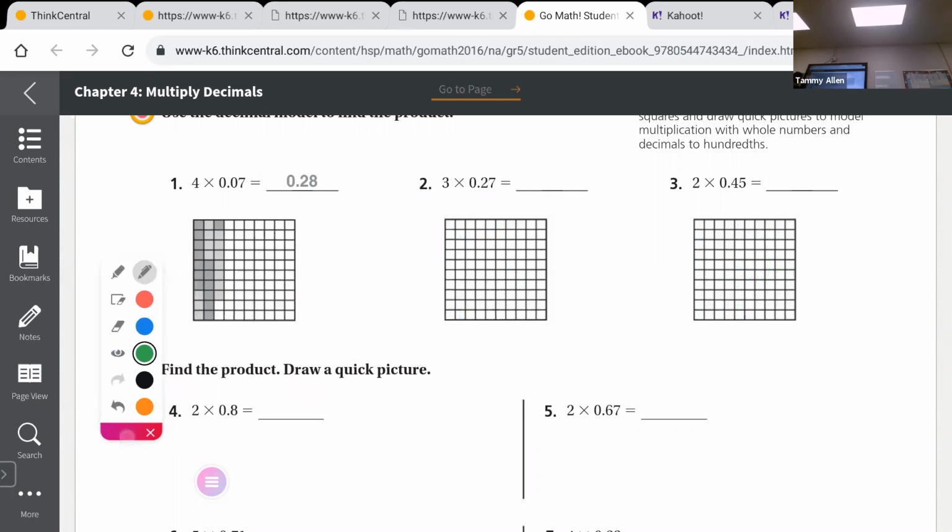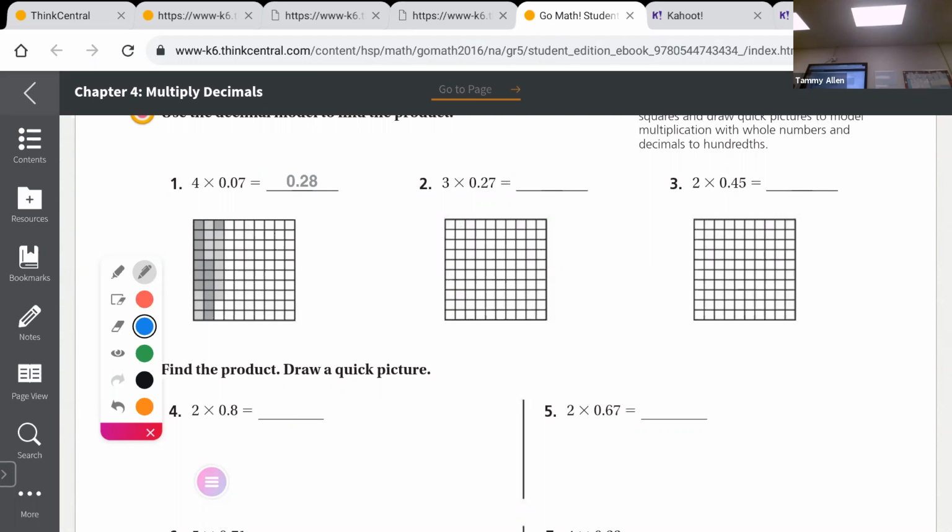For number 4, you wanted 2 groups of 8 hundredths. I'm going to use this one. Did yours look like that? Yes. Ava, what did it give us? 16. And they were hundredths, so it'd be 16 hundredths. Okay.